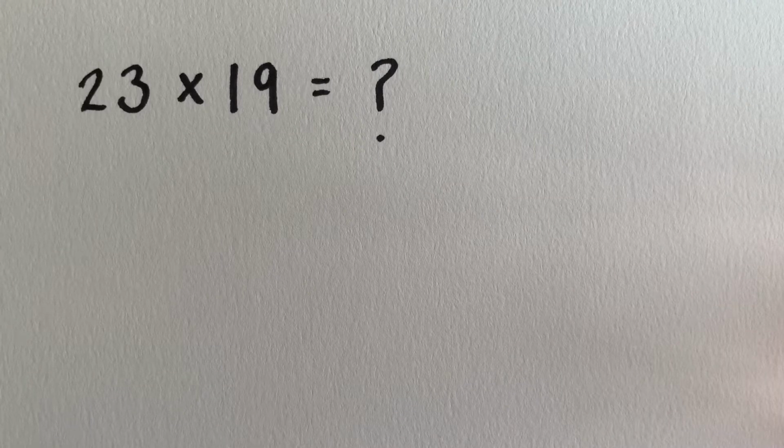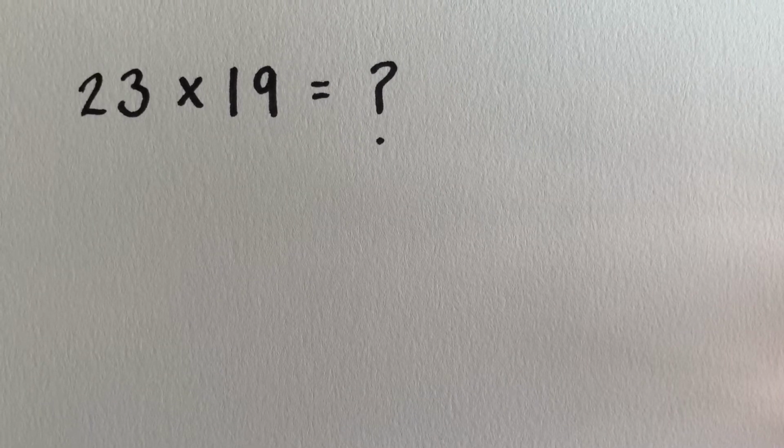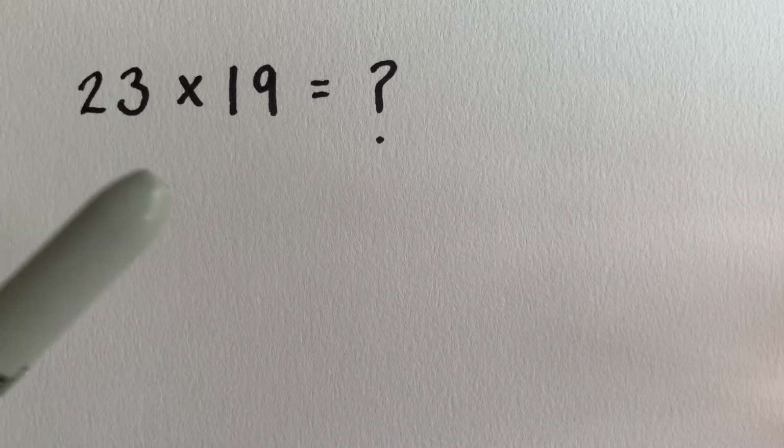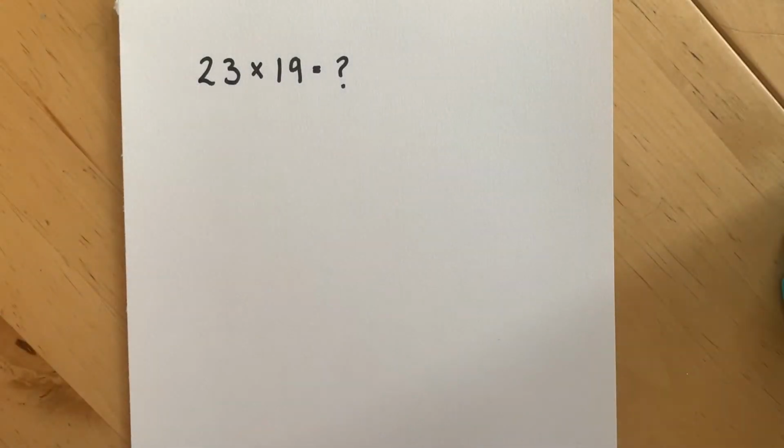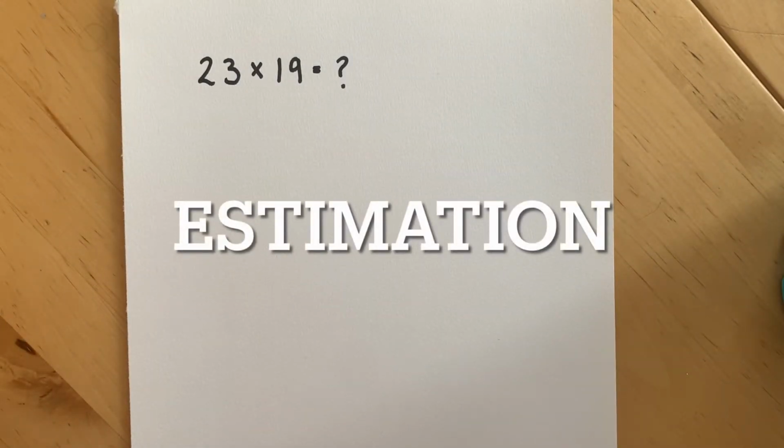This is the multiplication we're going to be solving today. 23 multiplied by 19. 23 is the multiplier, 19 is the multiplicand, and this will be our product. So the first thing we're going to do is estimate our answer.